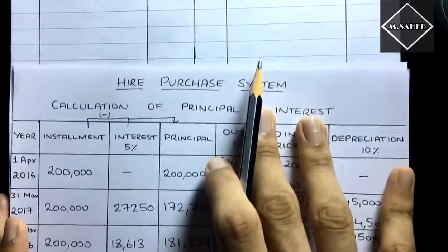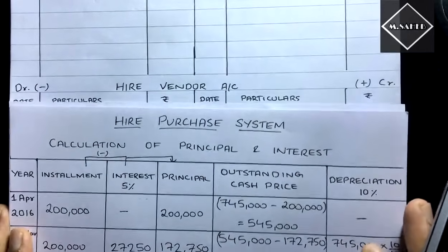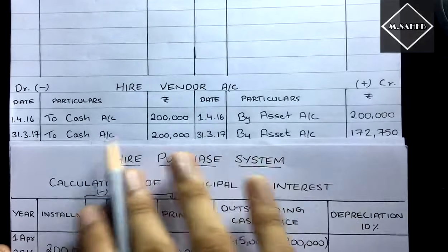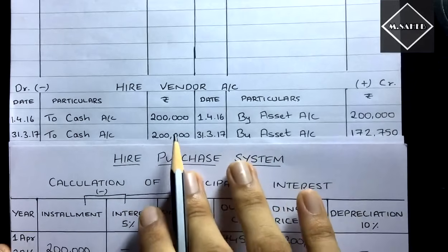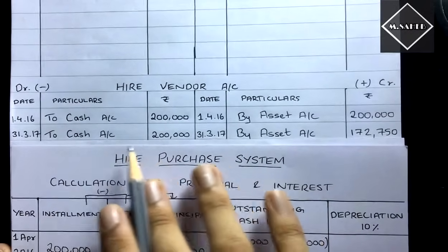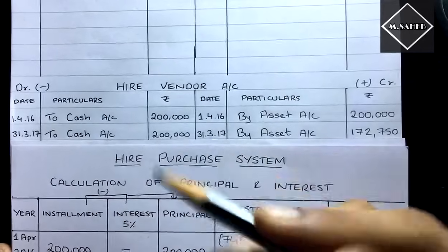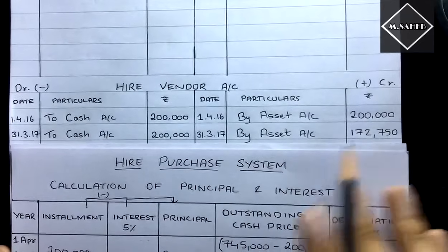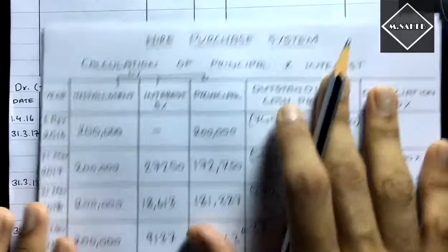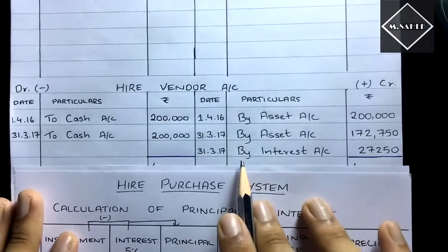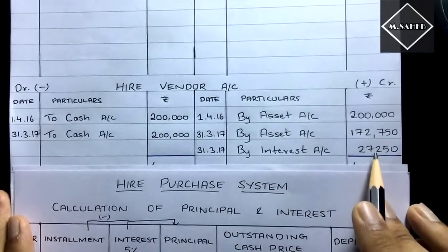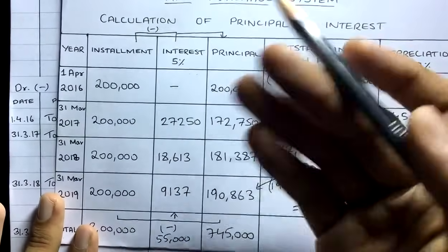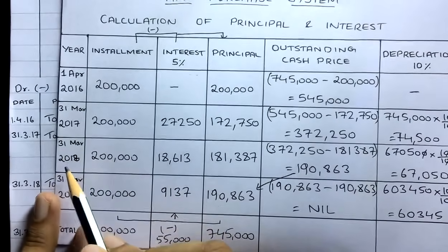Of course it will decrease because the liability is being paid. So come to the debit side, it is decreasing because of the cash payment, so to cash account 2 lakh. Simple, right? Entire installment amount you have to take on the debit side. And in this there is principal amount as well as interest, so you have to take that by asset account. You have to show the principal amount. See, 1,72,750 was the principal amount. And then you also have to show by interest account 27,250. Simple.